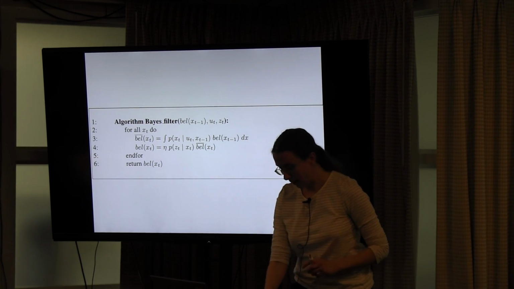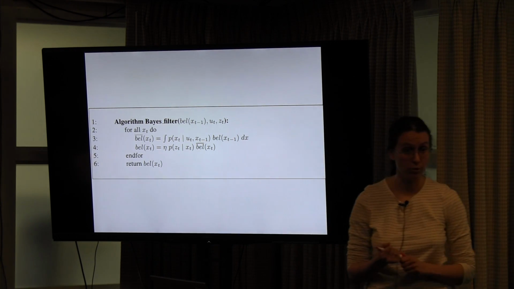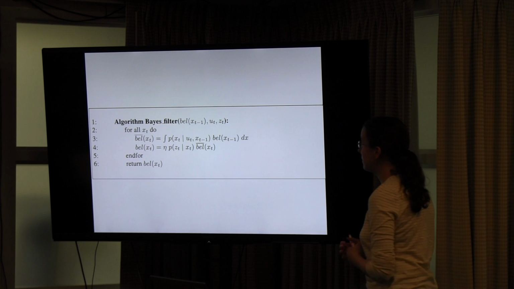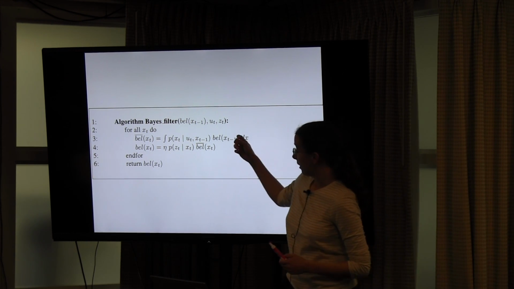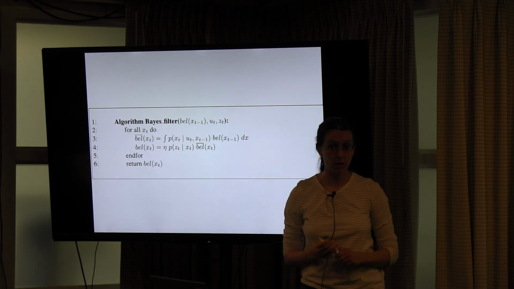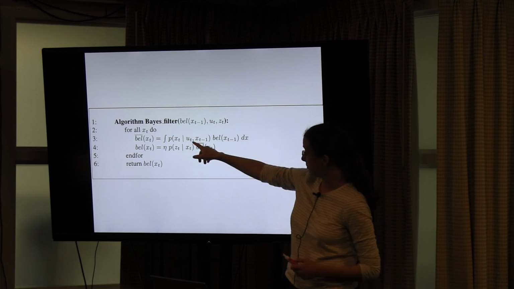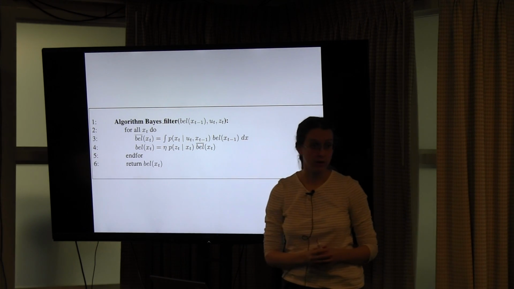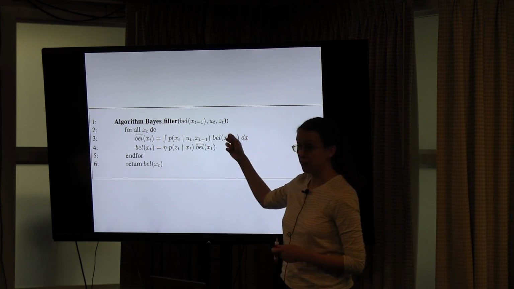Okay. Now I'm going to give you the algorithm for a Bayes filter. At each time step, we're going to alternate between predicting where we're going to go based on our control input. This is the distribution over my current state given my previous control input and my belief over the previous state.